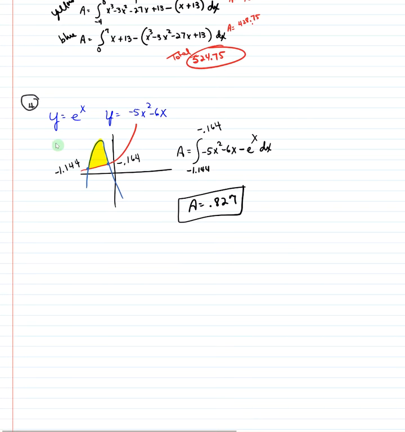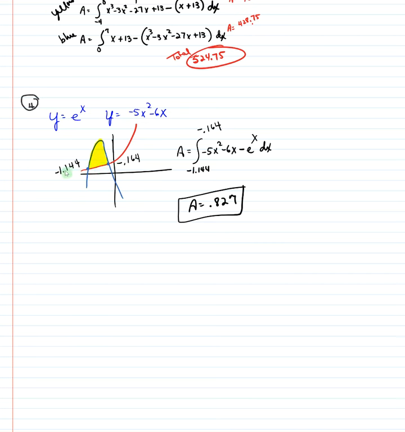The last one, don't let the e to the x thing scare you. Y equals e to the x, and y equals -5x squared minus 6x. Same thing, you're going to put that in. That is this red graph. You'll put in the -5x squared, knowing that's a parabola, and it's going to be upside down. Do your window, whatever you need to do to see the intersection points. Find those. They're going to be decimal values.